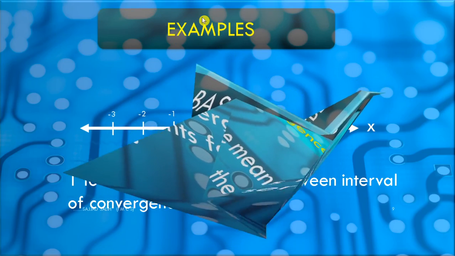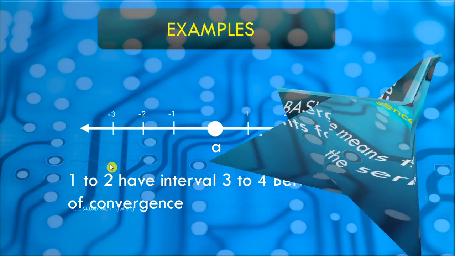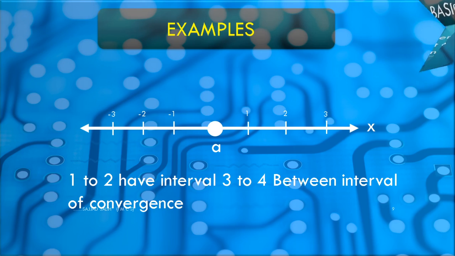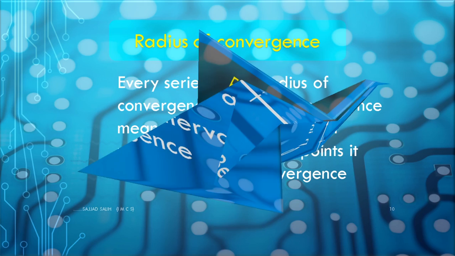So here is the example. Here is the number line, the x-axis. Here are the numbers between, for example, -2 and -1, an interval of convergence. 1 and 2 are an interval of convergence, any numbers. 2 to 3 have an interval of convergence, and 3 to 4 have an interval of convergence, all numbers.